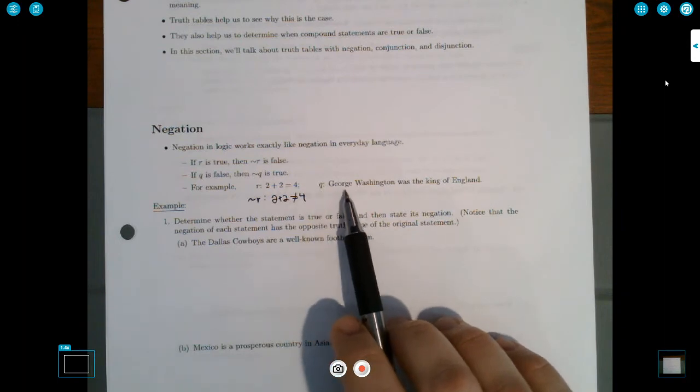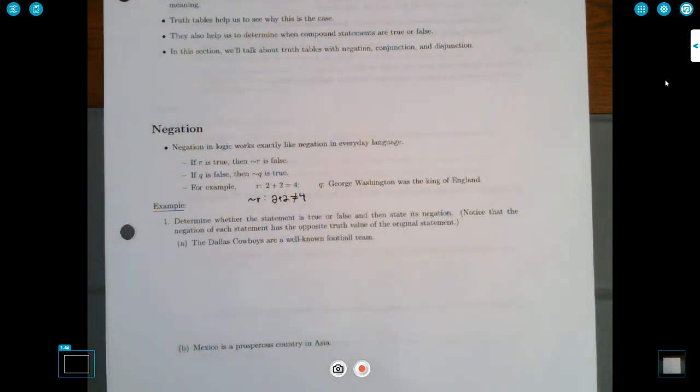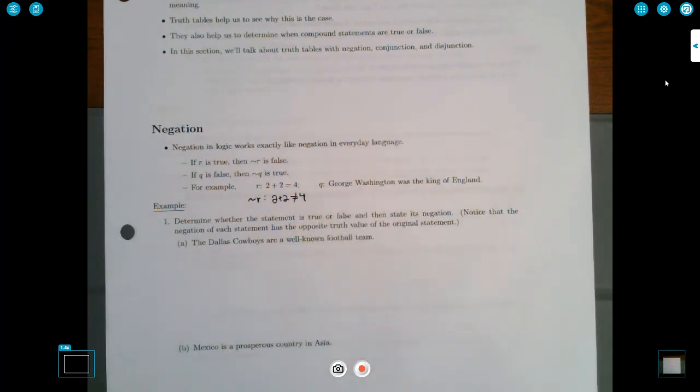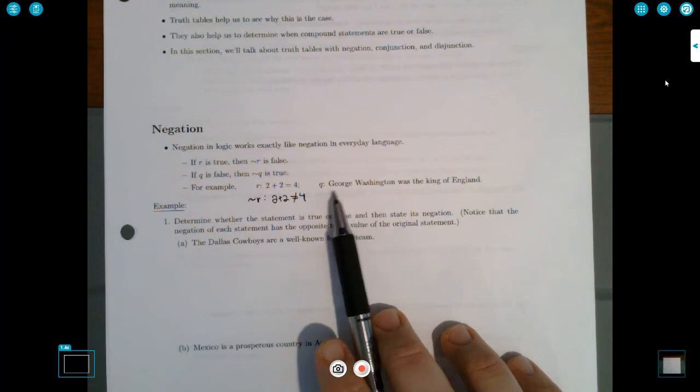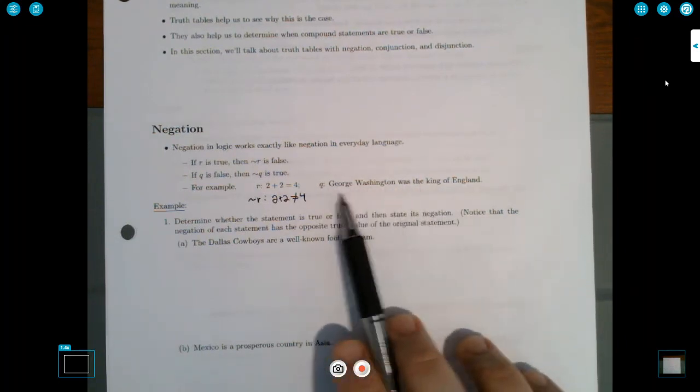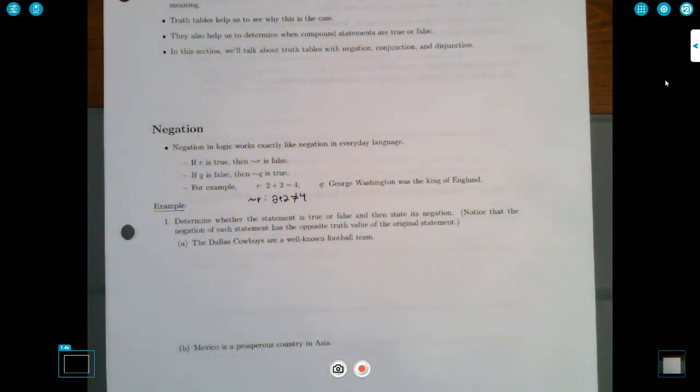If Q is the statement George Washington was the King of England, that's false. George Washington was the general of the Continental Army. He was the first president of the United States, at least under the present Constitution that we have, so not under the Articles of Confederation, but he was the first president of the United States as we know it. But he was not the King of England. This is a false statement: George Washington was the King of England.